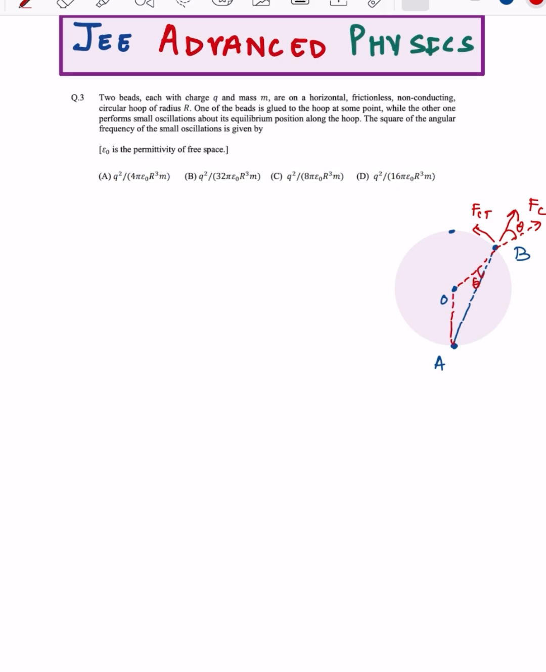Okay, so this is going to be theta. This is radius r, this is radius r. So this is going to be theta because this is an isosceles triangle, and this is going to be pi minus 2 theta. Okay, so what do I need to calculate this force?